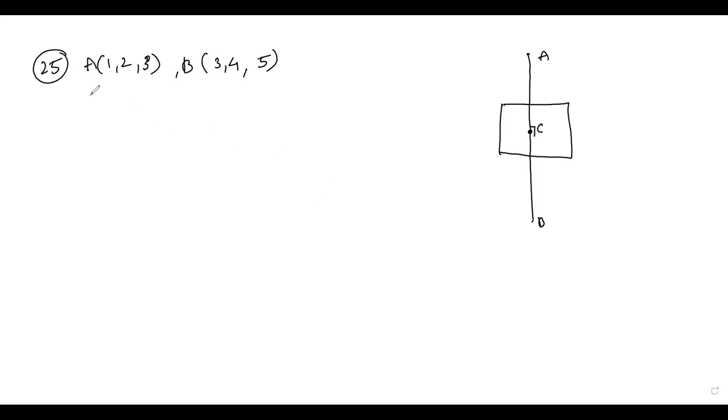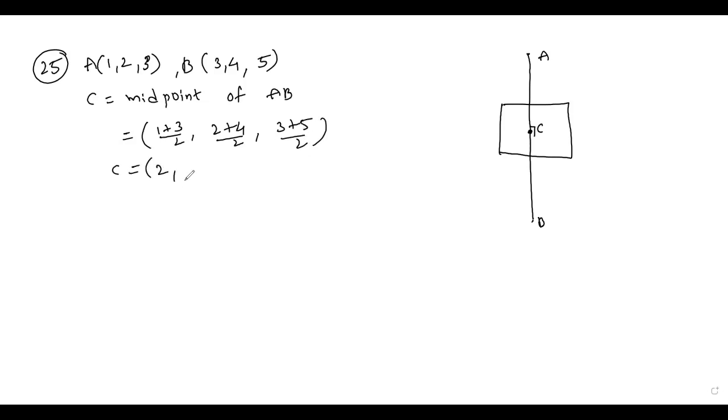Okay. Now, first I'll find out C point. C is nothing but the midpoint on AB. The midpoint formula is x1 plus x2 by 2: 1 plus 3 by 2, next 2 plus 4 by 2, 3 plus 5 by 2. Now what C point will you get? Clearly 2, 3, 4. Yes. And it is perpendicular to AB.